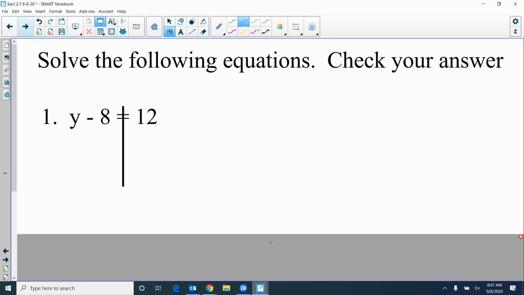All right, solve the following equations. Now, it'll say check your answers. We'll go over how to do that. We're not going to check all. All right. That one's written down for you. I want you to draw a line down through the equal sign like I have, a vertical line. When we first start doing this, it separates the left side from the right side. Anything I do on the left side, I got to do on the right side to keep things balanced.